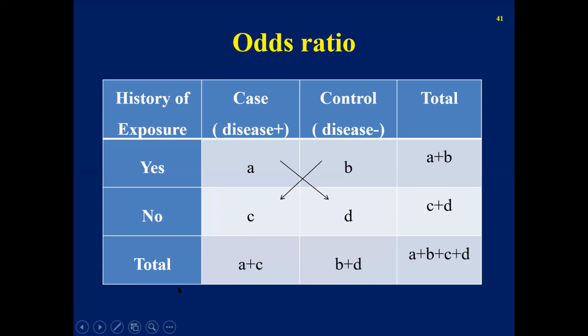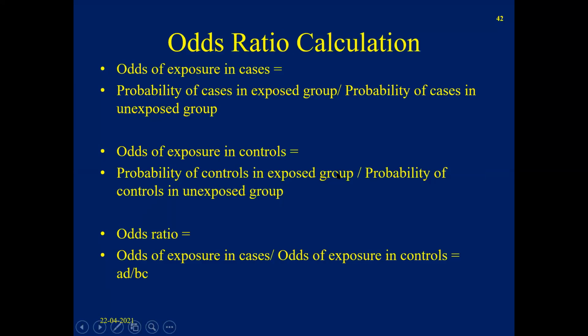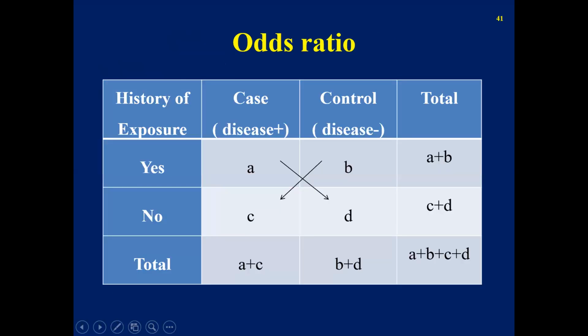So this is how a 2x2 table will look. Suppose it's a case control study, we have cases with disease, without disease, and exposure present and absent. Then the odds ratio is calculated by taking the ratio of the odds of exposure in the cases to that in the controls, and we get the odds ratio.